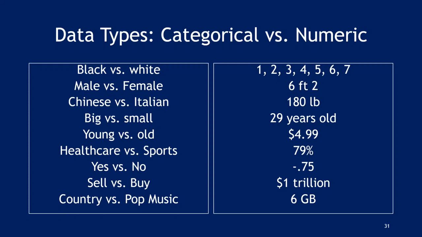Big versus small, young versus old, healthcare versus sports. So industry is a categorical variable, yes or no. So that's the most common type of categorical variable. Sell versus buy, country versus pop music.